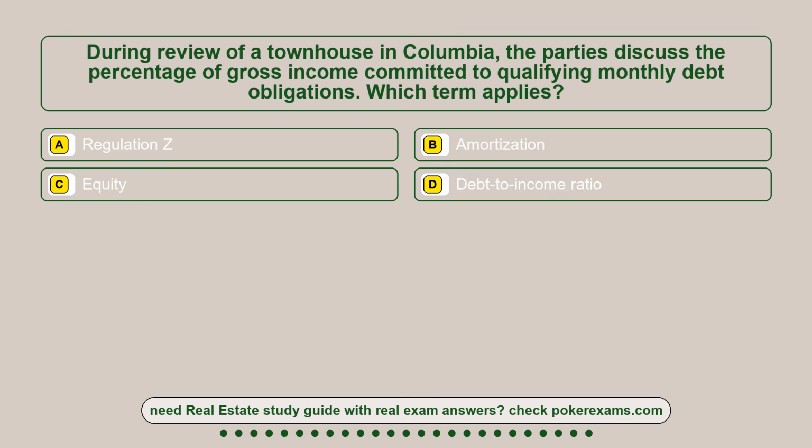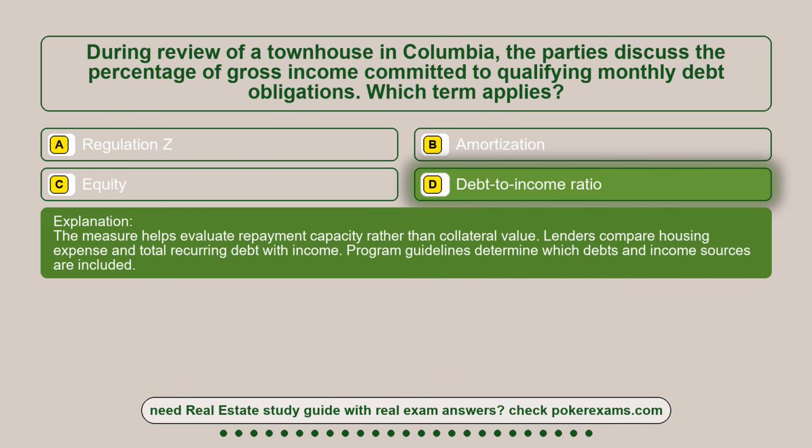Question 19. During review of a townhouse in Colombia, the parties discussed the percentage of gross income committed to qualifying monthly debt obligations. Which term applies? Option A, Regulation Z. Option B, amortization. Option C, equity. Option D, debt-to-income ratio. The correct answer is option D, debt-to-income ratio.